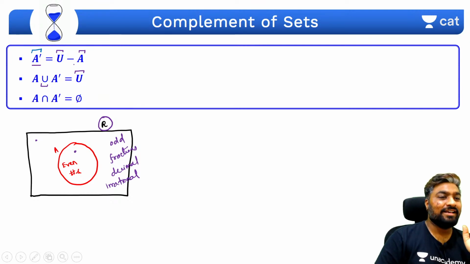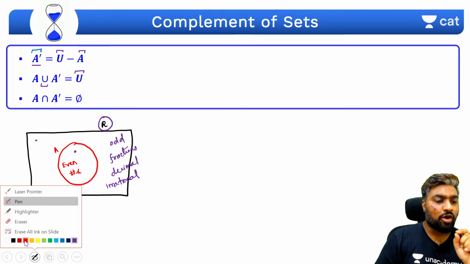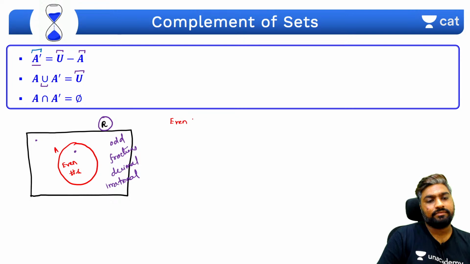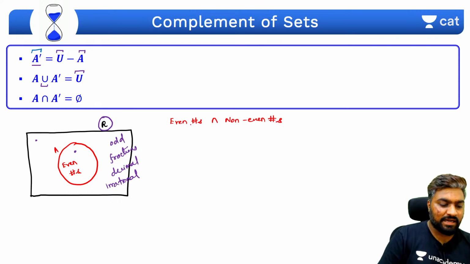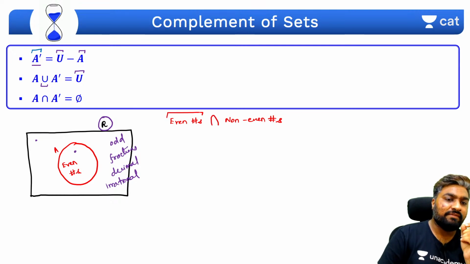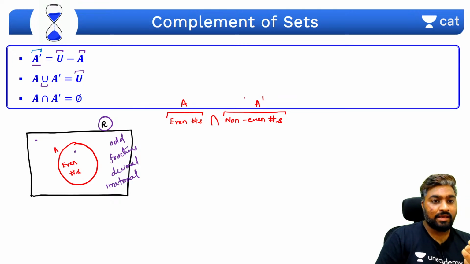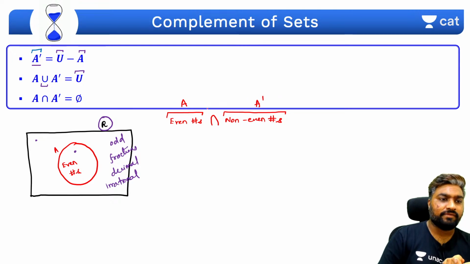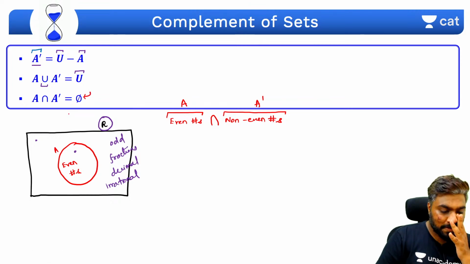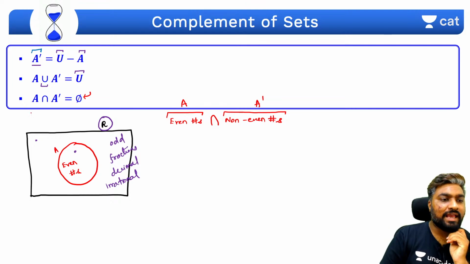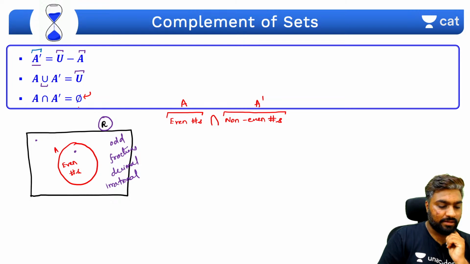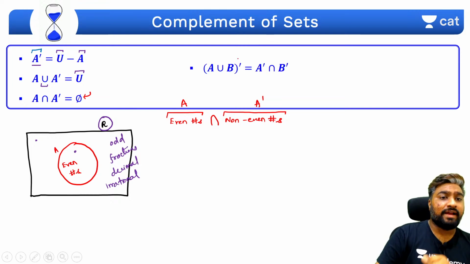Next, intersection. What is the intersection of A and A dash? Is there anything common between even numbers and non-even numbers? Is there anything common, guys? Nothing common, right? Because the terms that do not belong in even numbers belong in non-even numbers. Terms that do not belong in A belong in A dash, right? That basically means by the standard understanding of complement of a set, you know that there's going to be nothing in the intersection, which is what? Null. So A intersection A dash is going to be what? Null. Done.